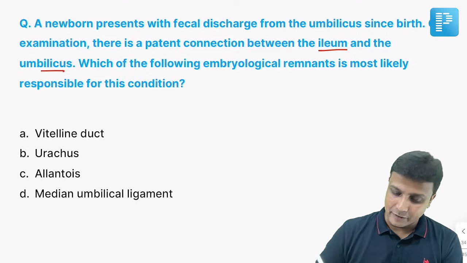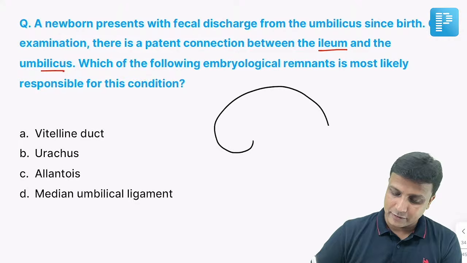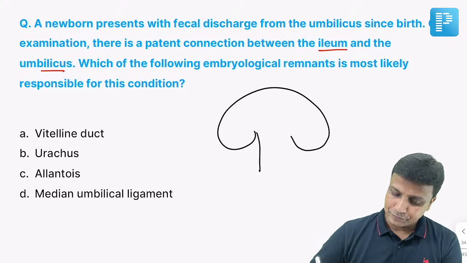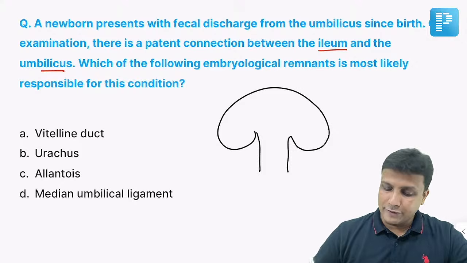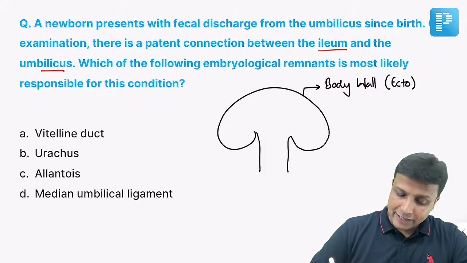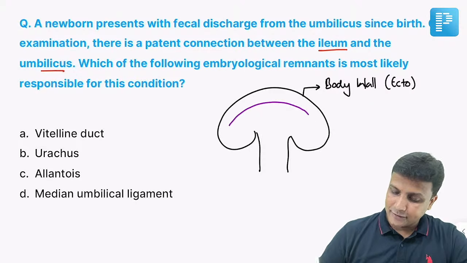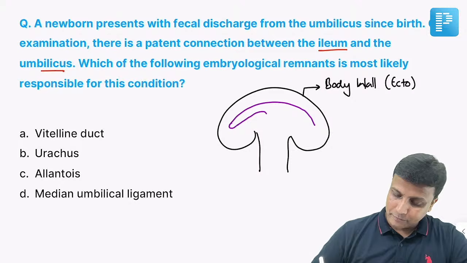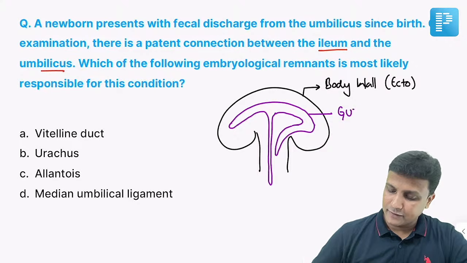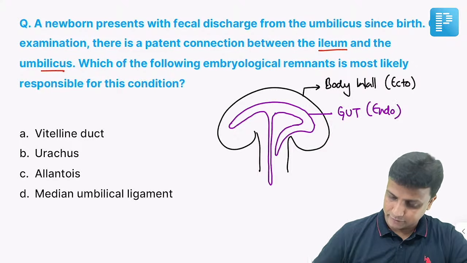Now, my dear friends, remember, suppose this is the embryo. This is the outer body wall of the embryo, and remember, the outer body wall of the embryo will be formed from the ectoderm. The endoderm is the one which is going to form the entire gut. So the foregut, midgut, and hindgut will all be derived from endoderm. So this here will be the gut, derived from endoderm.